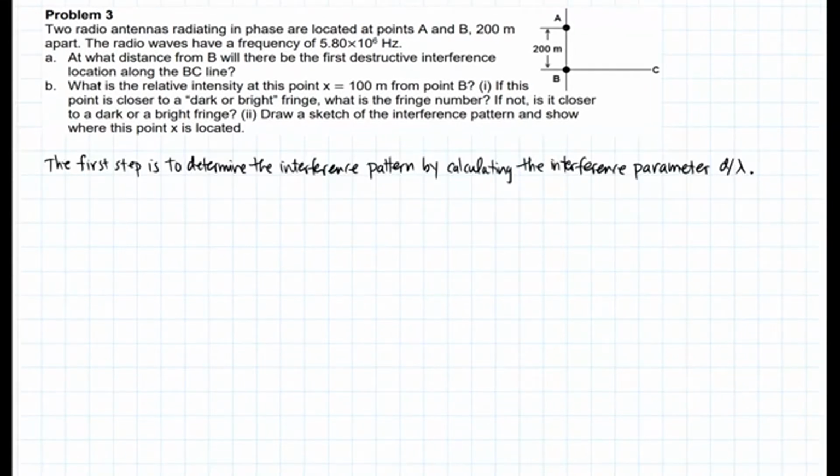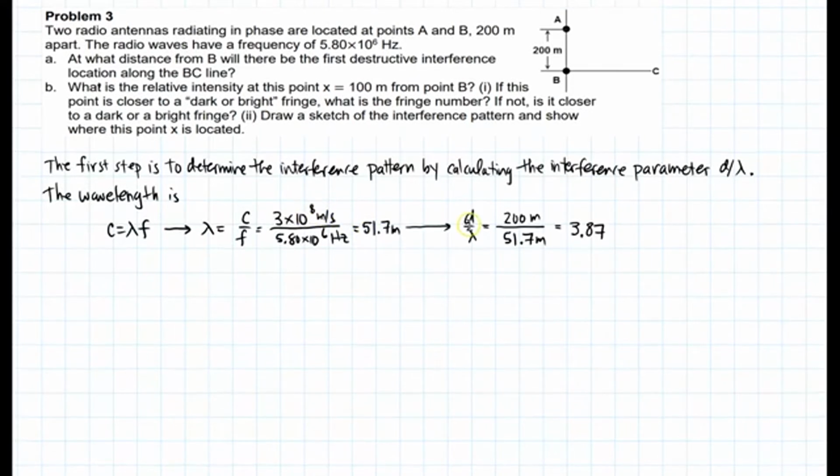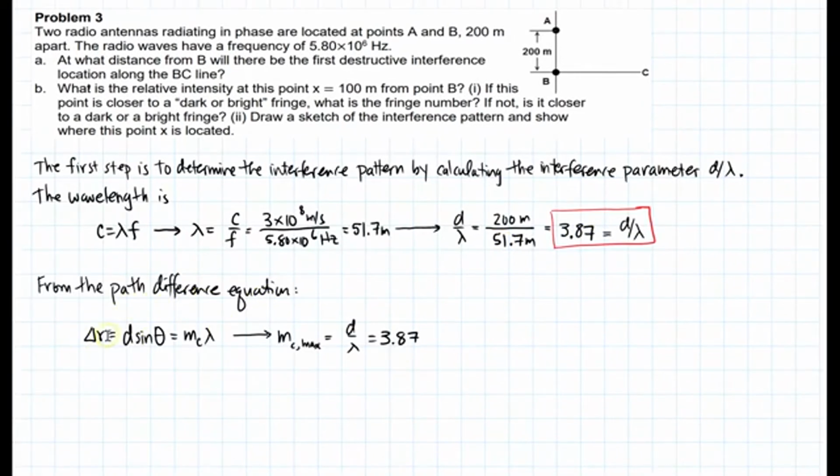First step is to determine the interference pattern by calculating the interference parameter, d over lambda. The wavelength of the radio antenna is given by c equals lambda times frequency. So lambda, when you plug in the speed of light, gives you 51.7 meters. Then the diffraction parameter, d over lambda, is 3.87 to 3 sig figs. In the path difference equation, delta r is d sine theta, which is equal to m_c lambda. My m_c maximum value is the diffraction parameter, which is 3.87.